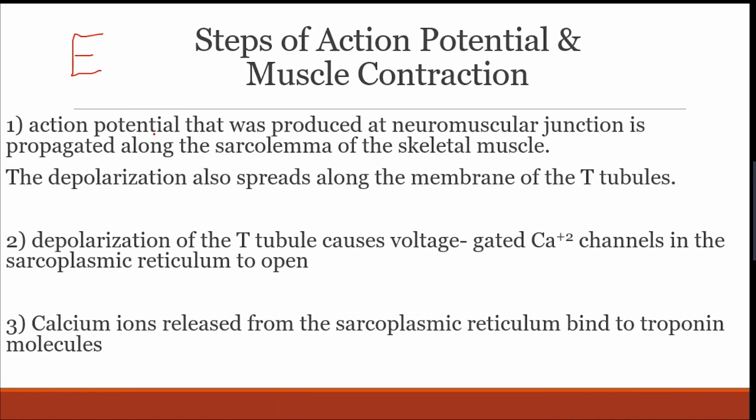So again, you put in your own words: the action potential that came from that motor neuron is going to then get sent to the muscle cell, and it's going to move along the plasma membrane of that skeletal muscle cell. It's going to go down the T tubules, causing the voltage-gated calcium ion channels to open, releasing calcium from the sarcoplasmic reticulum. That calcium is going to bind to the troponin C of the troponin complex.